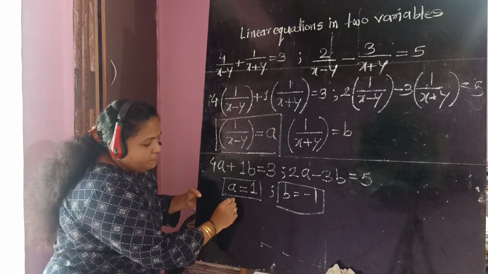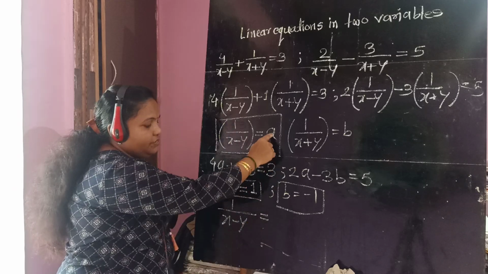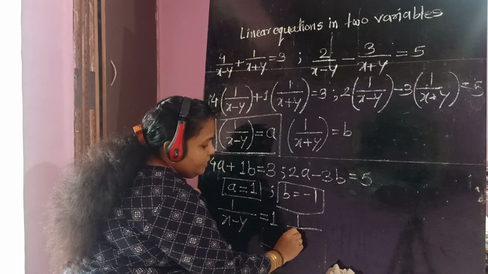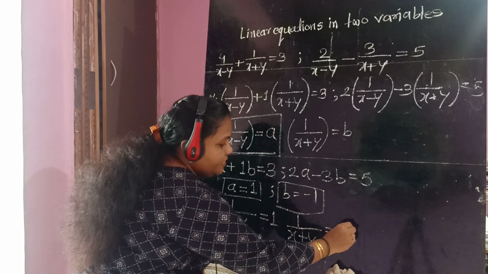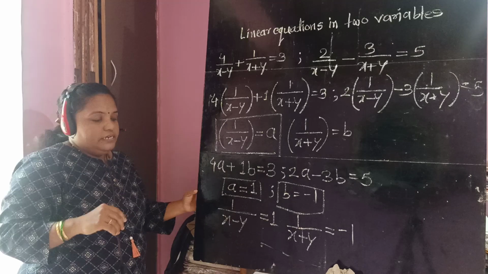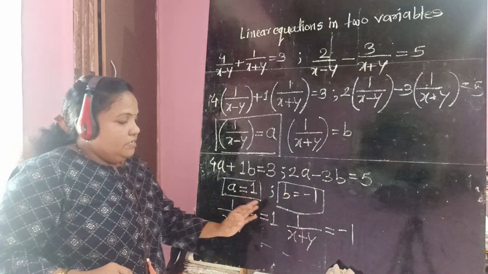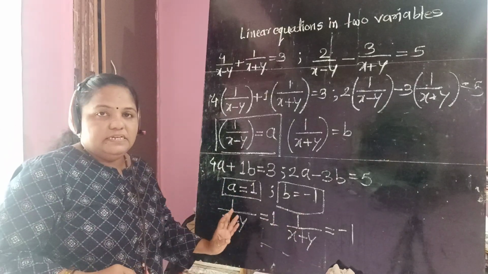So our equation will be 1 upon x minus y is equal to 1, since a is 1, and 1 upon x plus y is equal to b, which is minus 1. Now again we have to solve these two equations. After solving them we can get the values of our variables x and y.